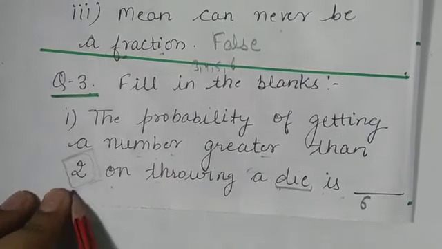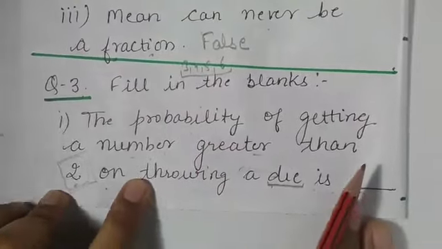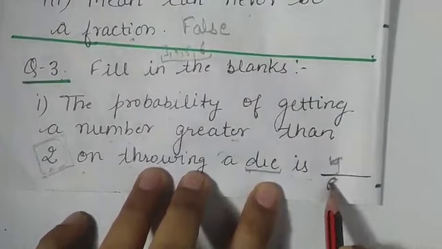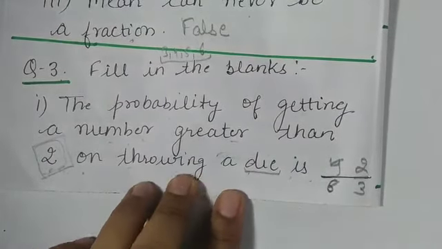We have to calculate the probability of a number that is greater than 2. So the numbers which are greater than 2 will be our favorable cases. So we have 4 favorable outcomes. So 4 by 6 is the probability. In simplest form you can write 2 by 3. So its answer is 2 by 3. Now come to second part.